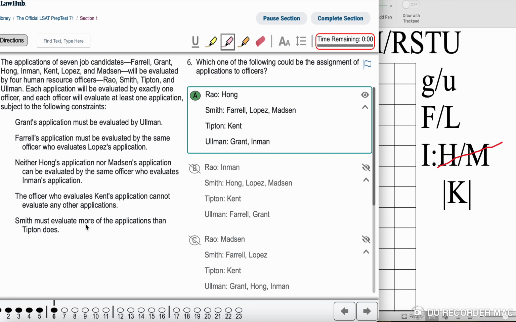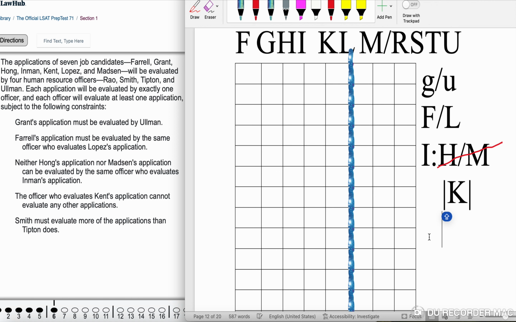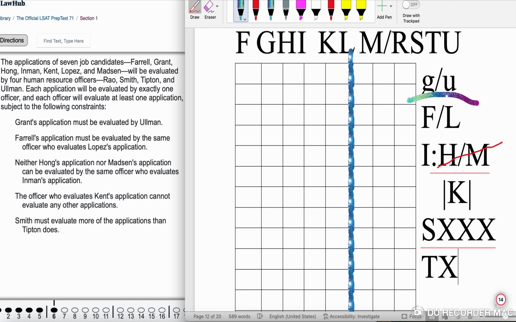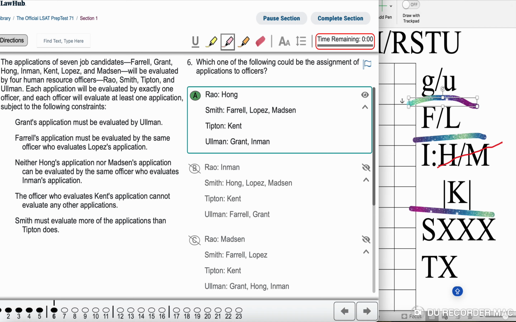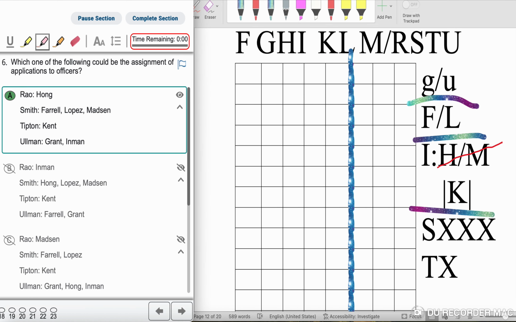I'm just going to write the last condition down. S must evaluate more of the applications than T. So for that one, S, triple X, T, 1X. And here I have the conditions. With this being met, I have successfully filled out the first game piece and got the question correct. So from there, I'm just going to copy it down.